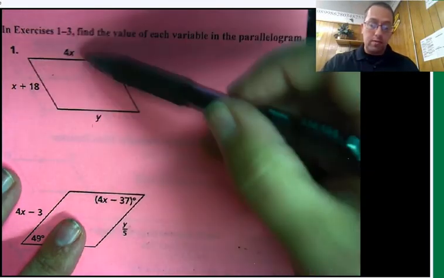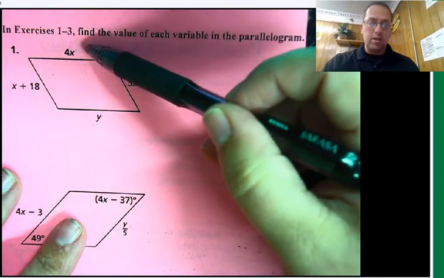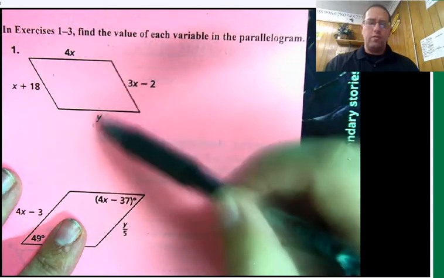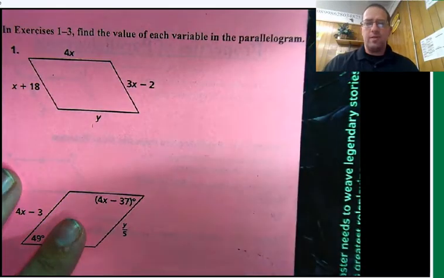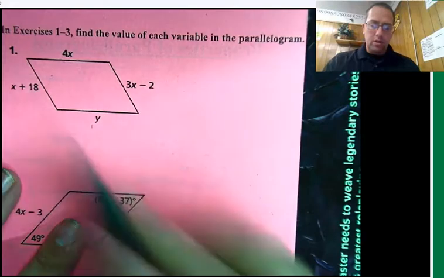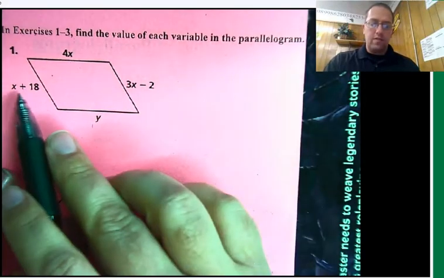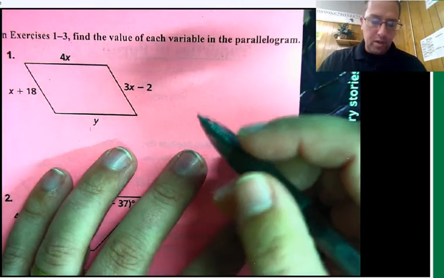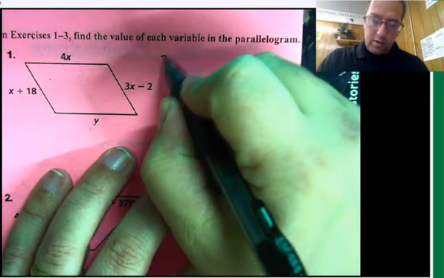So which one do you want to start with? How about we start with here? Well, that would be 4x equals y, and I'd have two variables. I can't solve for two variables at a time. I can only solve for one, right? So let's do the other two sides. That way I just have x and x. X is the only variable in that, so let's do that. Okay, so they're equal to each other because they're congruent.